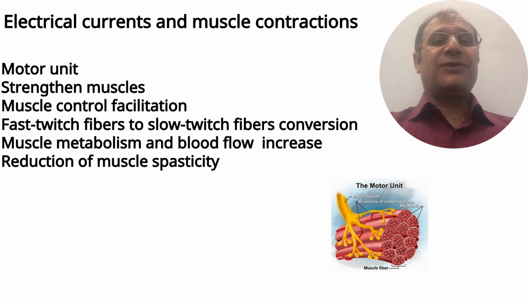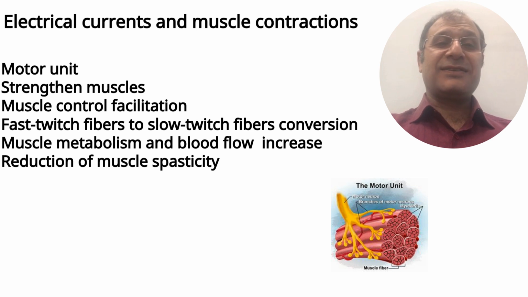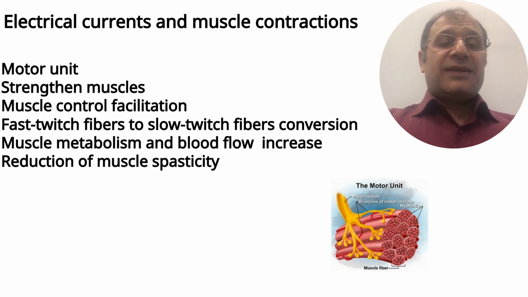Electrical currents and muscle contractions. The resistance of tissues affects how electrical currents pass through them. Skin has high resistance, while muscles and nerves have low resistance. A motor unit consists of a motor neuron and the muscle fibers it innervates. Electrical stimulation can activate motor units, leading to muscle contractions. Voluntary muscle contractions are controlled by the brain, while electrical stimulation bypasses the brain and directly activates motor neurons.